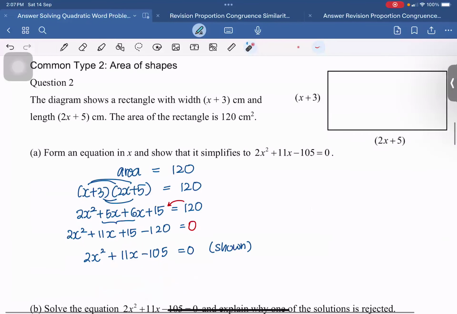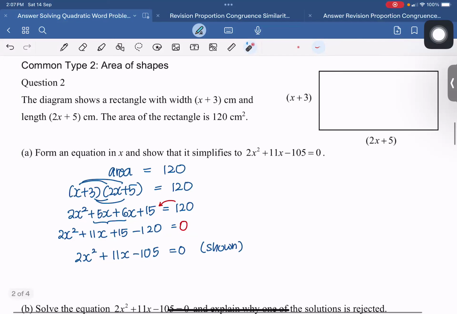Okay, next part. This one I'll do a little bit slowly. They're quite common. The diagram shows a rectangle, and the area of the rectangle is this. So we need to piece the information together. Please tell me, how do you find the area of a rectangle? If you are too shy to say out the answer, you can type in the chat group. I will read the chat.